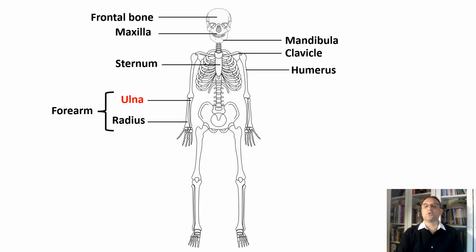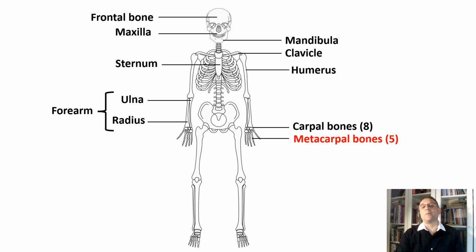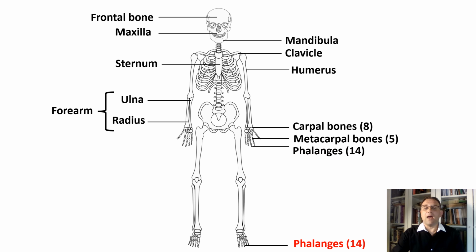The ulna is one of the 2 forearm long bones that works in conjunction with the radius. There are 8 carpal bones in each hand. The carpal bones are bones of your wrist that connect the radial and ulnar bones of your forearm to the bases of the 5 metacarpal bones of your hand. The phalanges are the bones that make up your fingers of the hand and the toes of your foot.